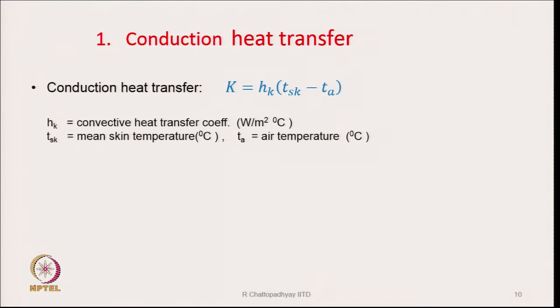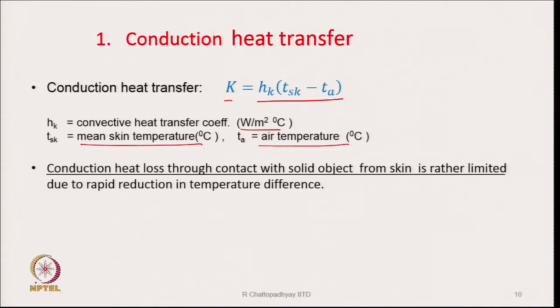See, conduction heat transfer, this equation most of you have studied in your basic physics. Conduction heat transfer K is equal to h_k into (T_sk minus T_a). What is small h_k? It is the convective heat transfer coefficient, T_sk is the mean skin temperature and T_a is the air temperature. This is a very simple equation which can be used to find out how much heat will be transferred to the environment through conduction.